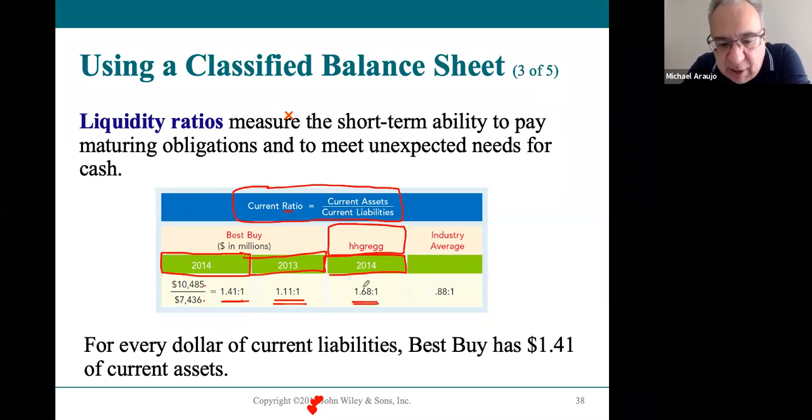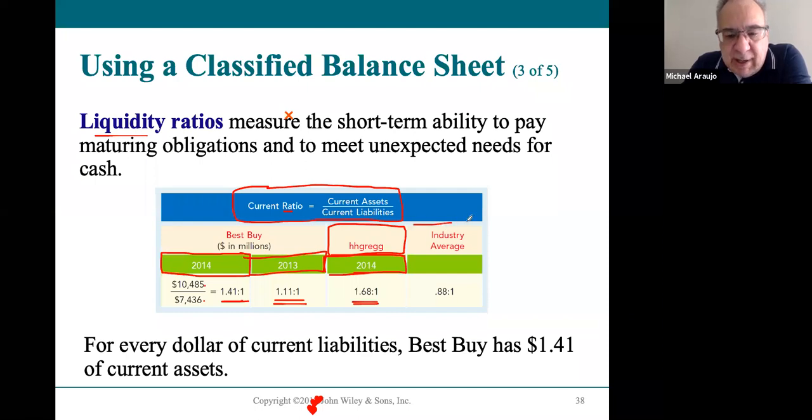Remember, that first number represents current assets. The second number represents current liabilities. And so H.H. Gregg would have a current ratio that says that they have $1.68 of current assets for every dollar of current liabilities. So they are in a better position, liquidity-wise, than Best Buy for the year 2014.